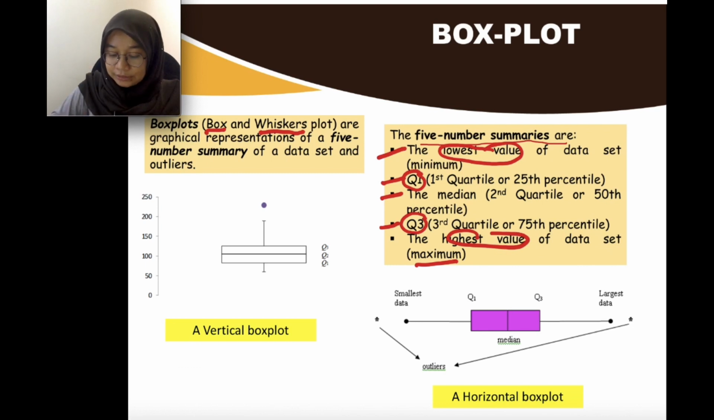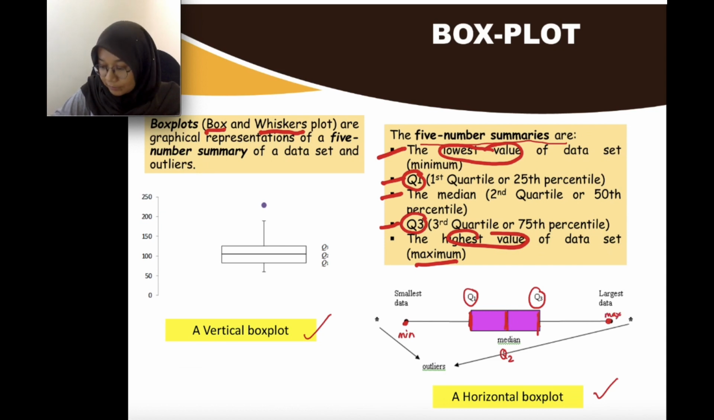If you look here, there are 2 types of box plot. The first is vertical and the other one is horizontal. Look here, where is the 5-number summary? First, this one is the smallest data, your minimum. Number 2 is your Q1. Number 3 is your median, that is your Q2. Then here is Q3, and then here is the maximum.